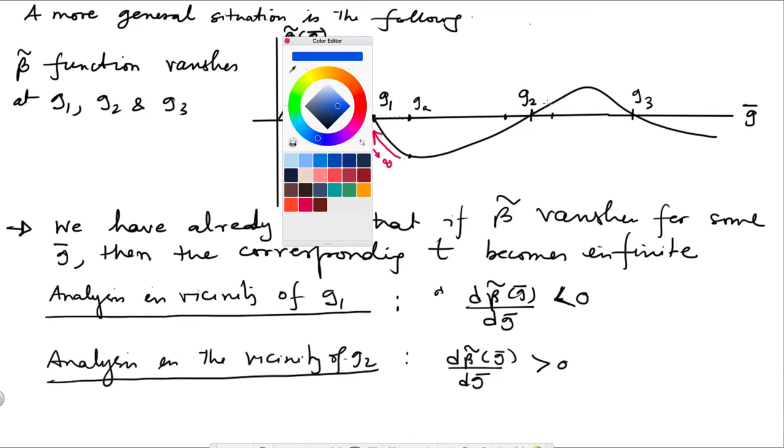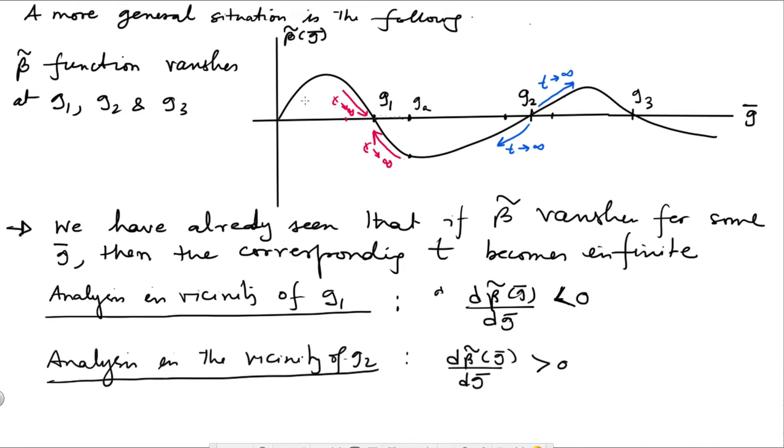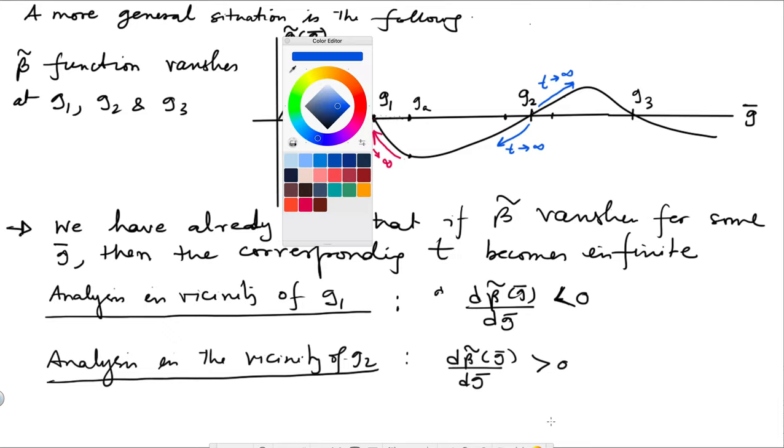So you go like this. And this is for t going to infinity. And this is also for t going to infinity. So this is what happens. And of course, if you go around here in the opposite direction, meaning you take t going to minus infinity, then instead of going away, if you start from here, you will start coming to this point.